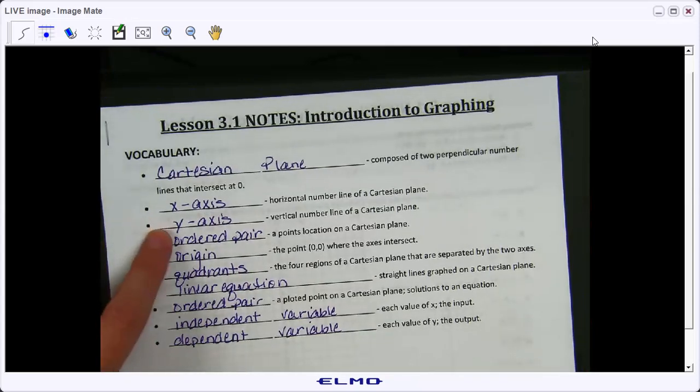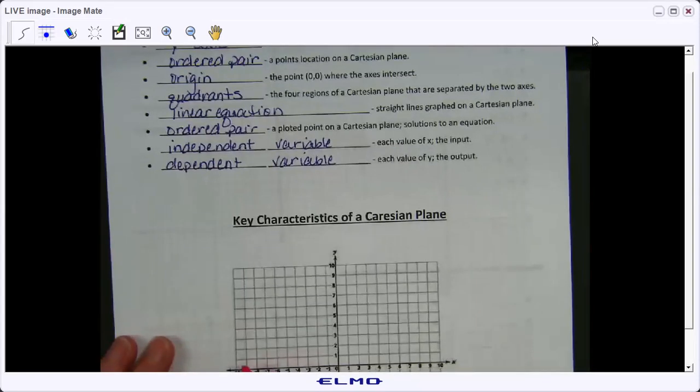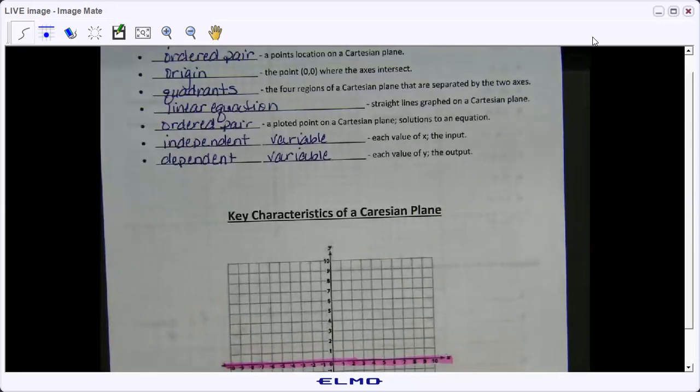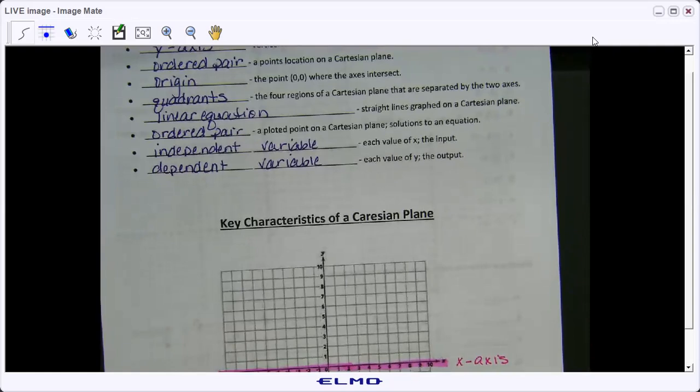So this first one is the x-axis, which is the horizontal line of the Cartesian plane. Right here, I want you to label this x-axis. And then when you're plotting an ordered pair, you always go along the x-axis first, which is either to the left or the right. It's actually the opposite of when you're trying to find the slope of something.